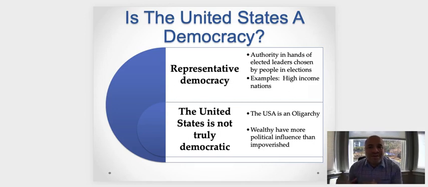So the United States is not really a democracy, according to this Princeton study and subsequent studies that confirmed the findings of the Princeton study. The United States is an oligarchy. Wealthy people in our society have the overwhelming decision-making power when it comes to our elected representatives. We can see this manifested in a whole bunch of different issues.